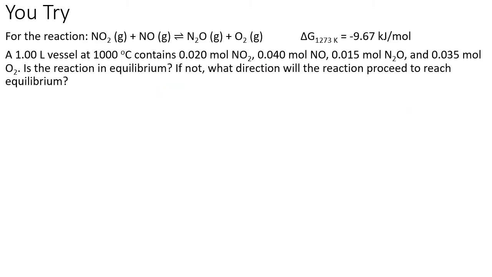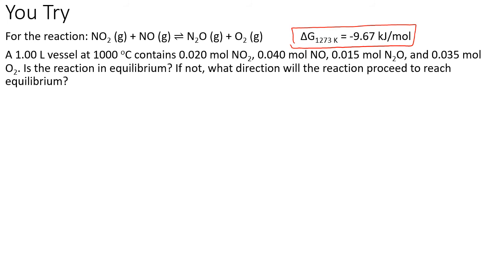Next, let's try a problem that combines a couple things. For the reaction NO2 plus NO forming N2O plus O2, we have our non-standard state Gibbs free energy at 1,273 Kelvin, or 1,000 degrees Celsius, is negative 9.67 kilojoules per mole. A 1 liter vessel at 1,000 C contains 0.02 mole NO2, 0.04 mole NO, 0.015 mole N2O, and 0.035 mole O2. Is the reaction in equilibrium?